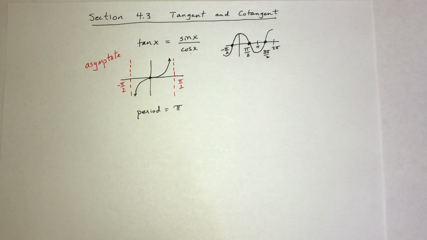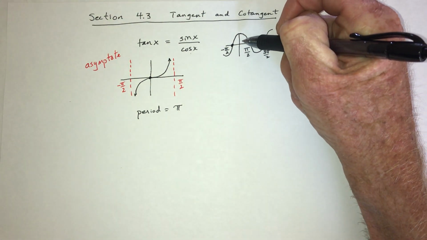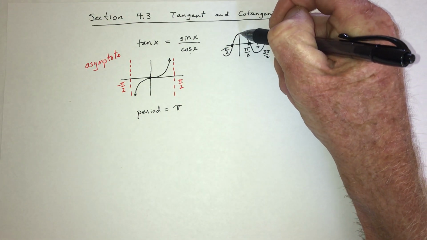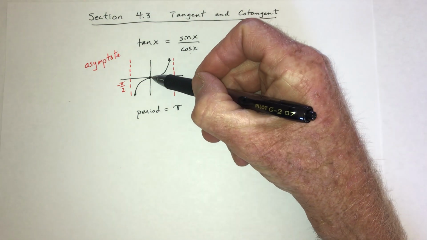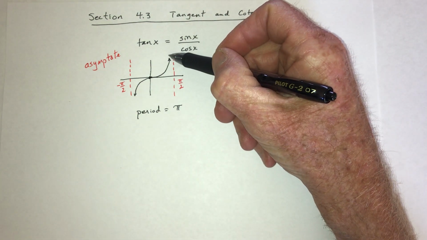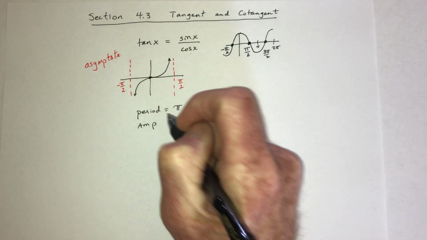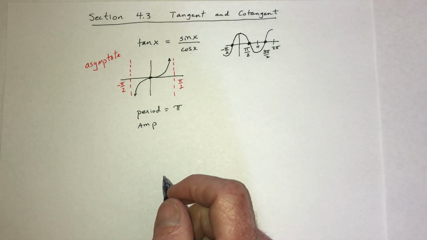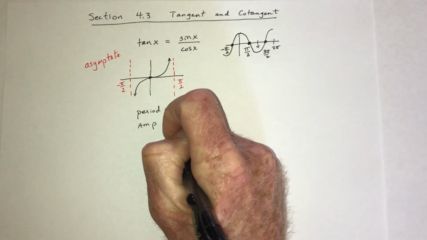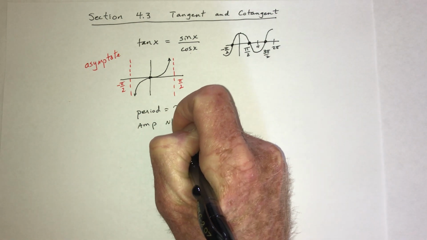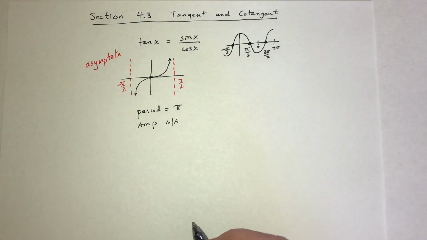Another important thing is amplitude. So amplitude goes from the middle to the very top of the function. Well, this would be the middle, but the top is going up to infinity. So for amplitude, well, we don't really say it's equal to infinity. So we just say that it's not applicable. Although if you did say infinity, I would not take off any points for doing that.